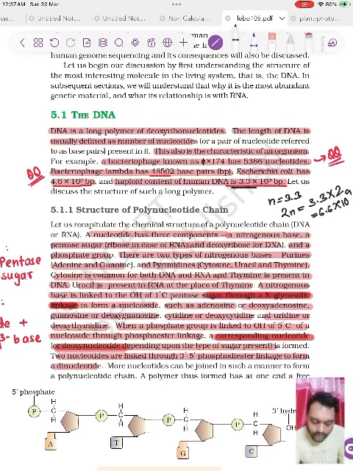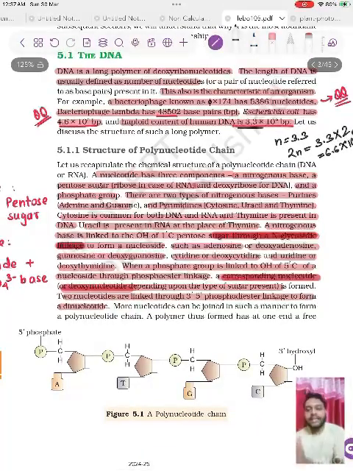Okay, so how is the structure of a DNA? Basically DNA has 3 main parts.